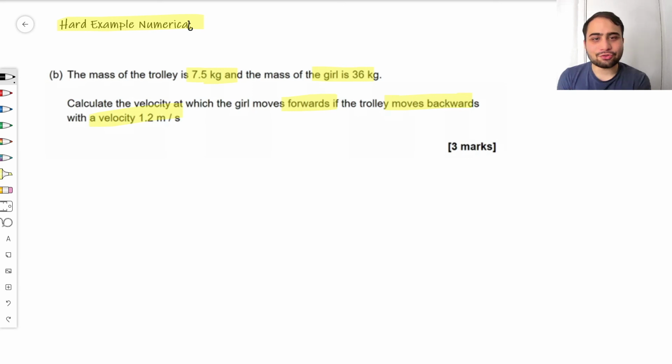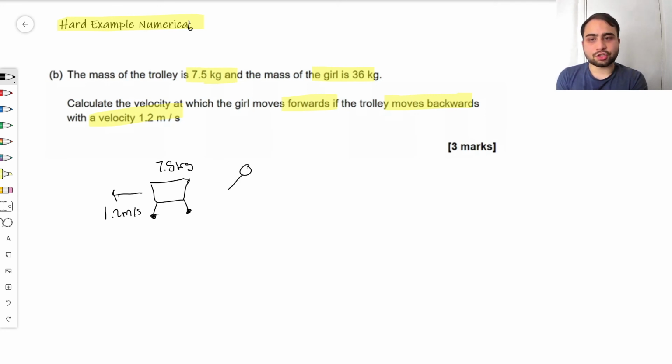So let's draw our trolley moving backwards at 1.2 meters per second. That's close enough. This is 7.5 kilograms and it's moving this way at 1.2 meters per second. And our girl is jumping forward. This looks like she's skydiving, and she's 36 kilograms this way with a velocity of unknown. All right, so let's start working out.